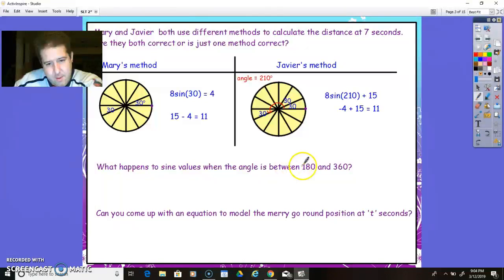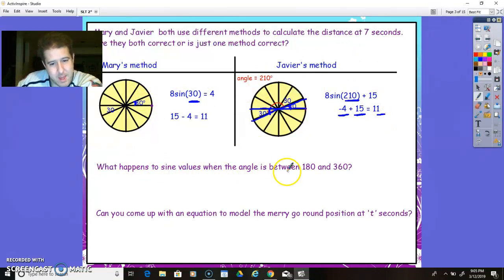Okay, what happens to the sine values when the angle is between 180 and 360? This is just two ways of doing the exact same thing. Mary and Javier both use different methods to calculate the distance. After 7 seconds later, they both arrive at the same answer. I showed you that we're just doing radius times sine of 210. Now sine of 30, which is this angle right here, and sine of 210, which is this angle. This is just giving us an idea that this angle and this angle are exactly the same angles. So this one would be that much above the center, and this one would be just that amount below the center. So I'm taking that negative answer and adding to the center height, which gives me 11. It gives me the exact same answer.